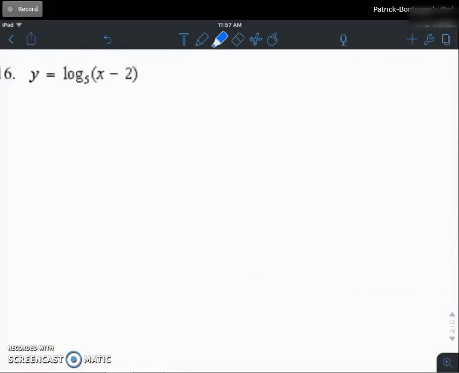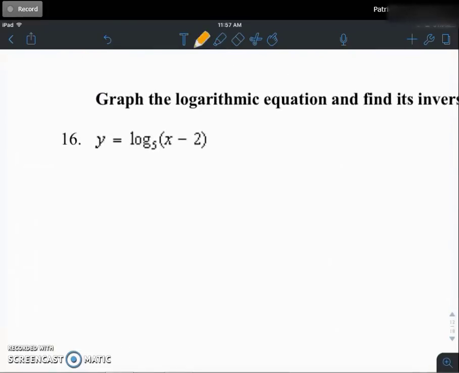Okay, so we've got to do logarithmic functions really quickly. We have 2 more examples to look at. So to find the inverse of a logarithmic function, I'm going to take the logarithmic function and switch x and y.